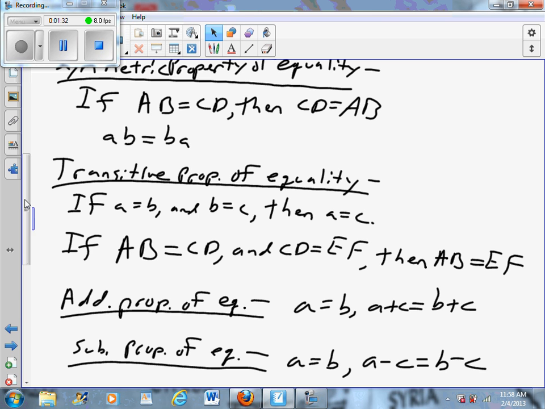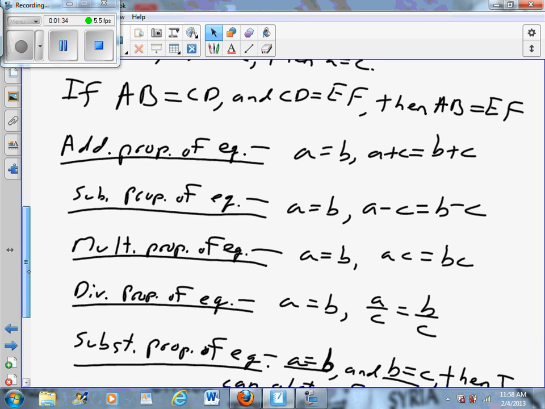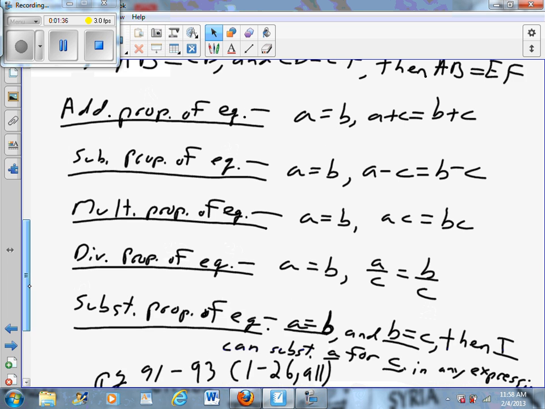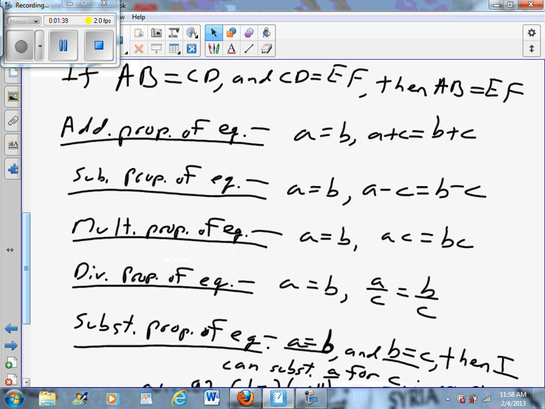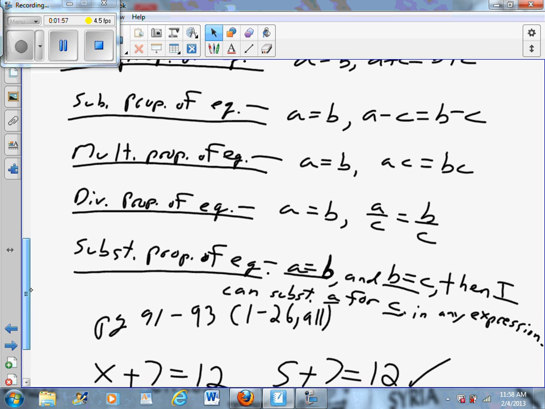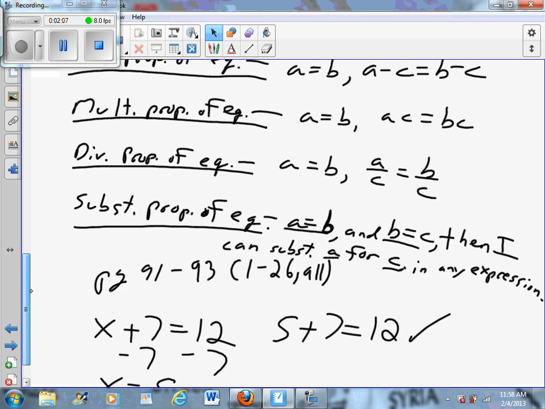You have various of the properties of equality: addition, subtraction, multiplication, division, substitution. Basically, what these are saying algebraically and also geometrically, anything you do on one side of the equation, adding, subtracting, multiplying, dividing, as long as you do the same thing on both sides of the equation, you have not changed the fact that the left is equal to the right. All right? Substitution property basically says this: if A is equal to B, B is equal to C, then you can substitute A for C in any given equation where those quantities are listed.